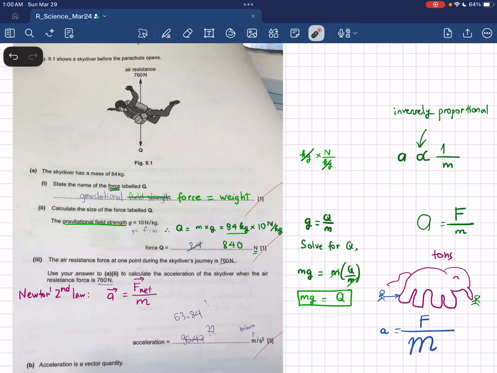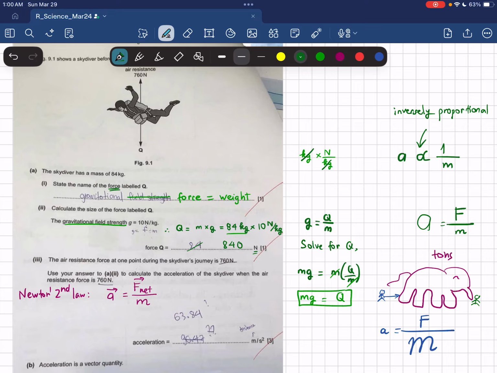So here, using this, that's how we can calculate the a. Now we can see the mass is given already, 84. What about the F net? Do we know the F net yet? So for F net here, we need to know how to add the vectors.